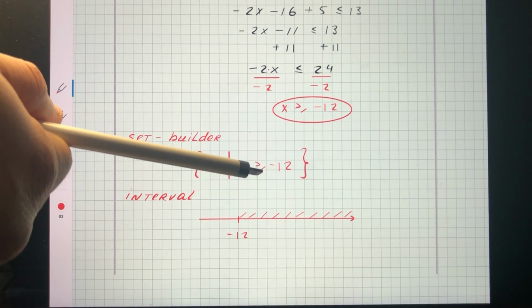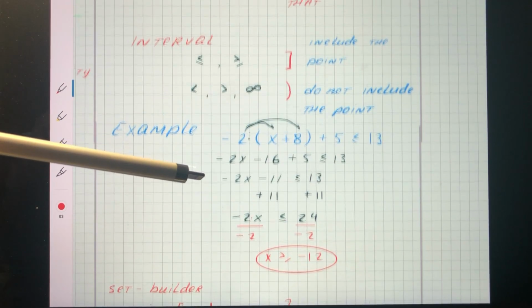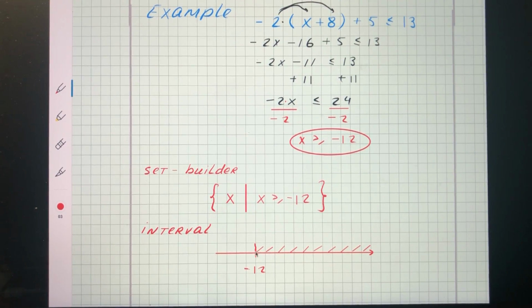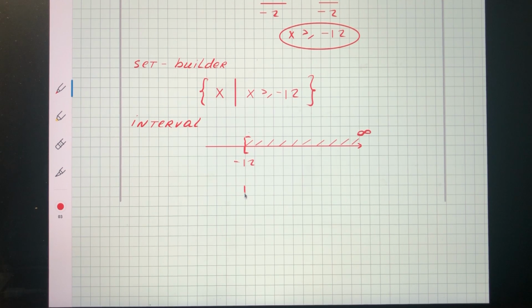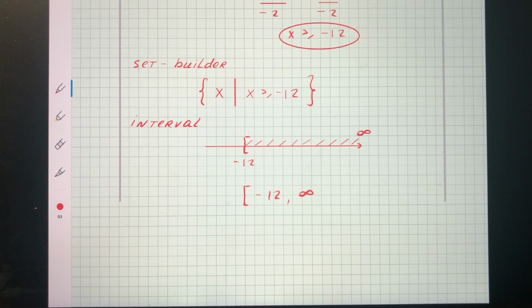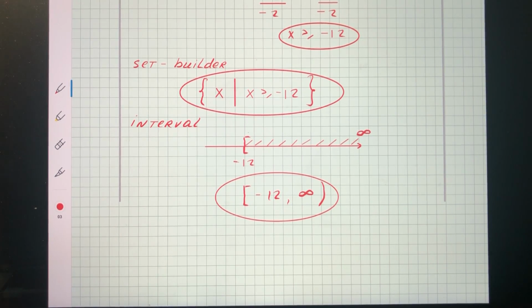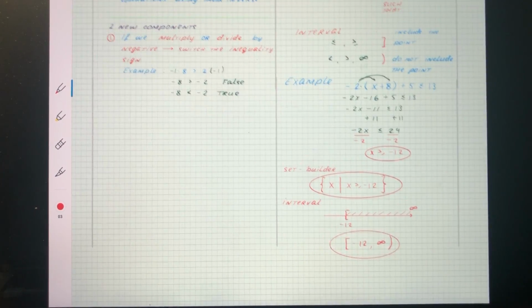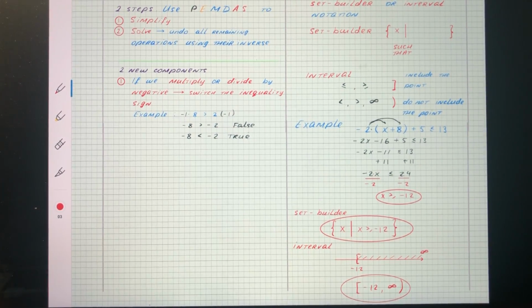And because it has equal sign, we begin with bracket. So the negative 12 gets a bracket. And then at the end, it goes on to the right forever. So the interval notation is bracket, negative 12, comma, infinity, parentheses. So this is the final answer using the interval notation. This is the final answer using the set builder notation. And that's how to solve one of the inequalities that has just one unknown.